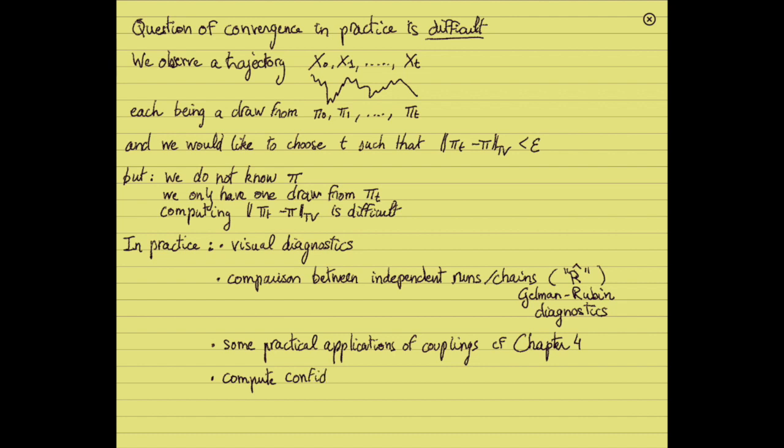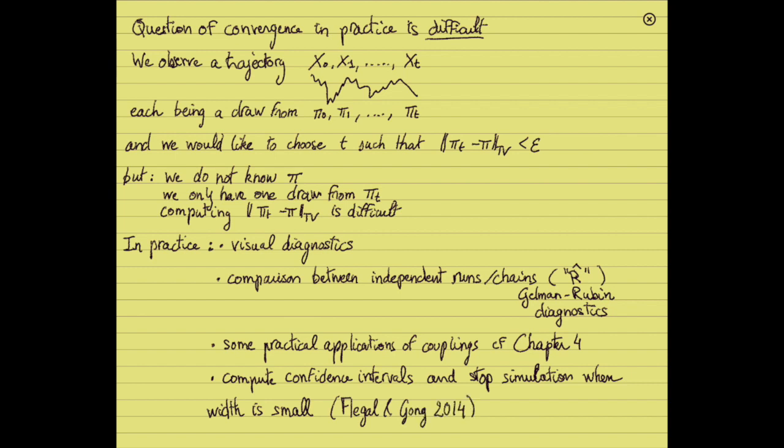And then another thing that people do in practice is computing confidence intervals based on their running averages, and deciding to stop the simulations when the width of the confidence intervals is small enough, is reaching a certain threshold. It's not obvious how to do that correctly, but there are also attempts at doing that. Sometimes this is called sequential stopping rules. For example, a paper by Flegal and Gong in 2014 has examples in high-dimensional MCMC settings.